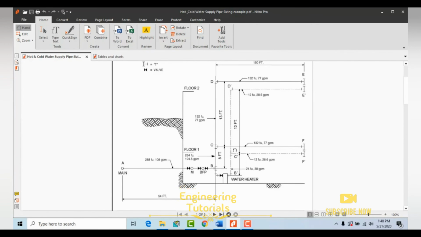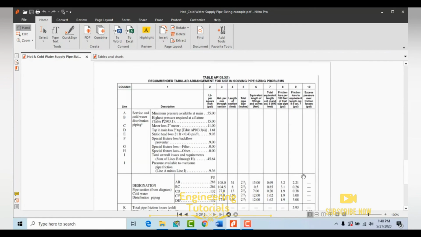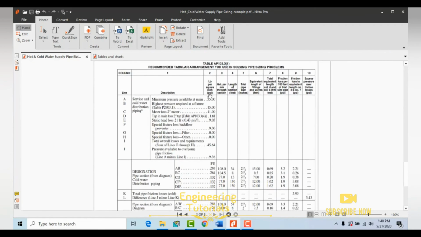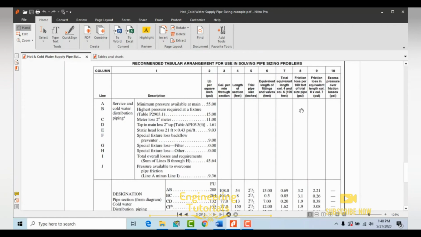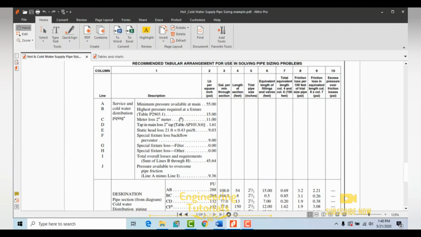Let's move to this tab. This is the table we are going to use to calculate hot and cold water pipe sizing. As I already mentioned, the minimum pressure available at the street main is 55 psi, a value you can get from the local water authorities in your area. The highest pressure required at the fixture is 15 psi.